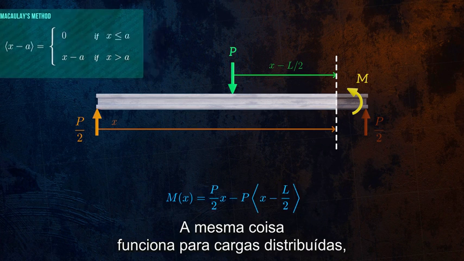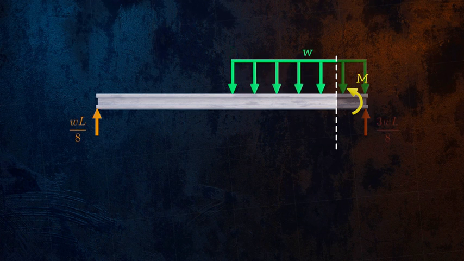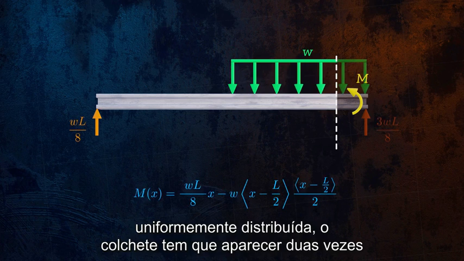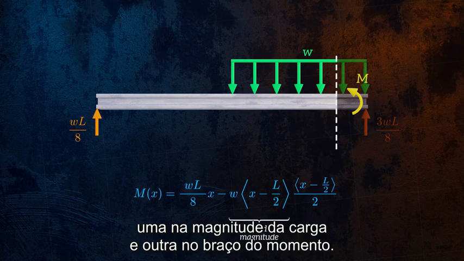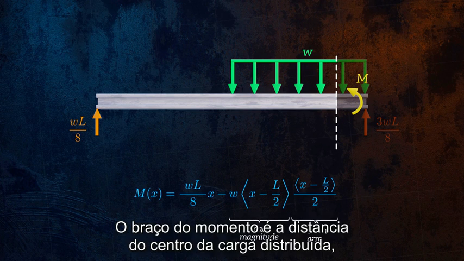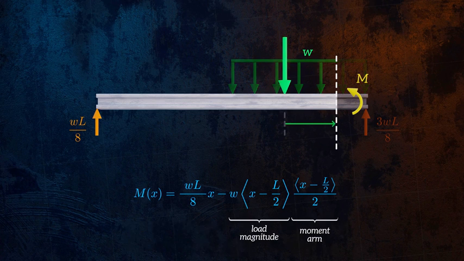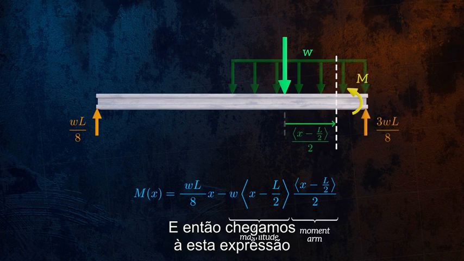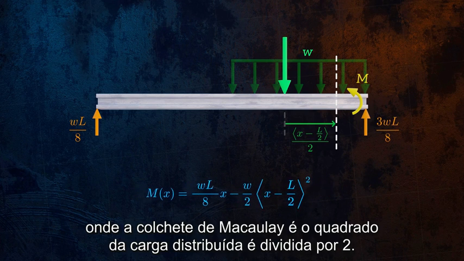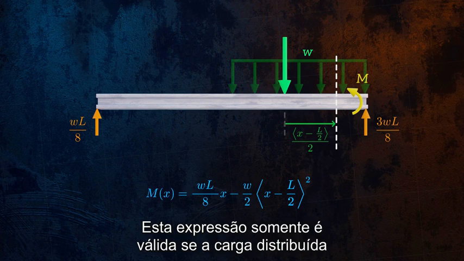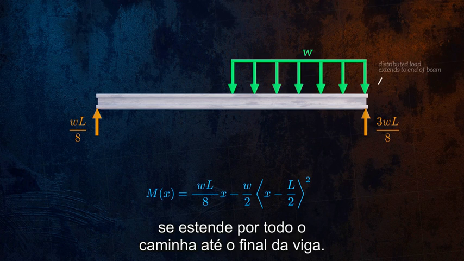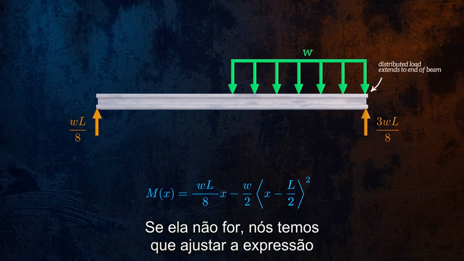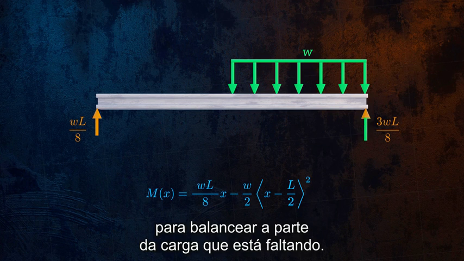The same thing works for distributed loads, although it's slightly different. When using Macaulay brackets for a uniformly distributed load, the bracket has to appear twice, once in the magnitude of the load and once in the moment arm. The moment arm is the distance to the center of the distributed load, so is equal to the length over which the load is applied, divided by 2. And so we get this expression, where the Macaulay bracket is squared and the distributed load is divided by 2. This expression is only valid if the distributed load extends all the way to the end of the beam. If it doesn't, we have to adjust the expression to balance the part of the load that's missing.